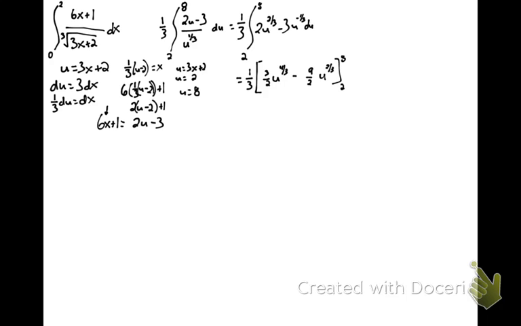Now, since everything's in terms of u, I can just keep working with u. So I'll substitute in 8. This will be 1/3 times 3/2 times 8 to the 4/3, minus 9/2 times 8 to the 2/3, and that quantity minus the same thing but with 2 instead: 3/2 times 2 to the 4/3 minus 9/2 times 2 to the 2/3.